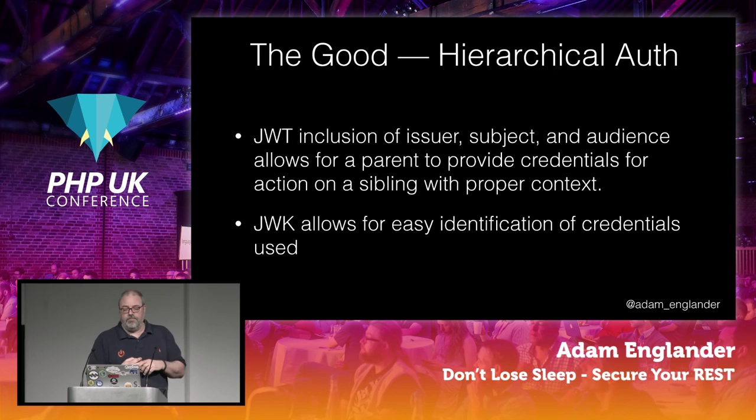And JWK, JSON Web Keys, allows for identification of the credentials used. So when someone says, hi, I'm issuer ABC, and I'm using this key, I can go figure out where that information is. And if there's information I need that specifically deals with this other subject, I know how to figure out which credentials to use for encryption or validation or verification or whatever the case may be. And I can pass that from entity to entity to entity, and they all understand it.